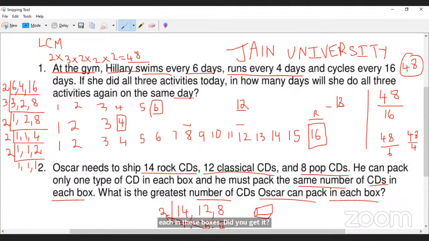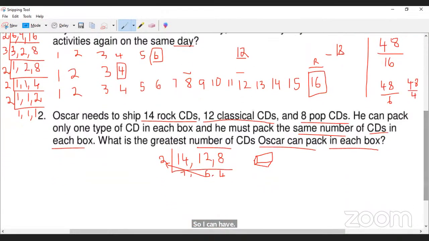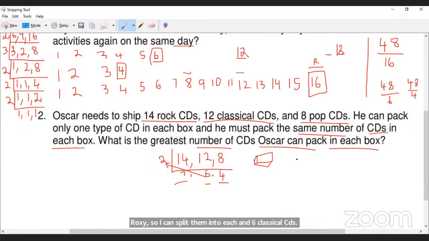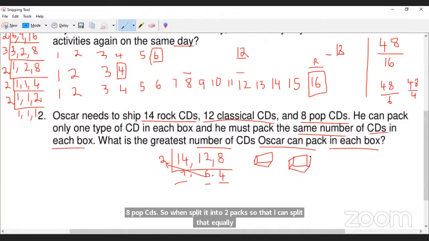So I can have, can you see the screen? Okay, so I can have a pack of 2. So where I can break them as 2 so that I can have 7 rock CDs. So I can split them into each, and 6 classical CDs and 4 pop CDs. So we're going to split it into 2 packs each so that I can split them equally. Clear with that?